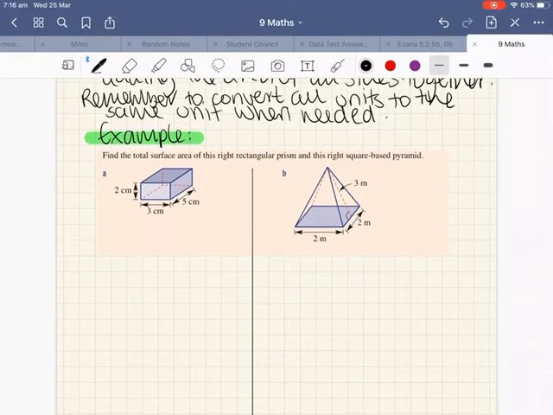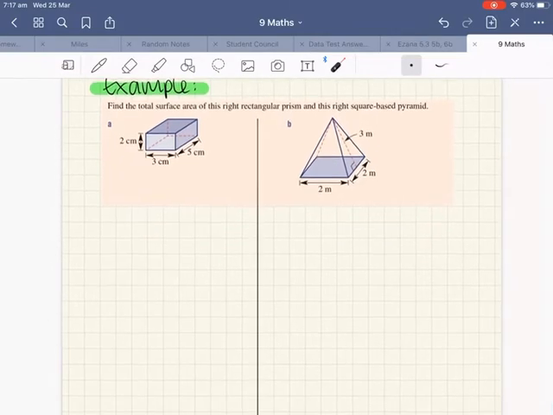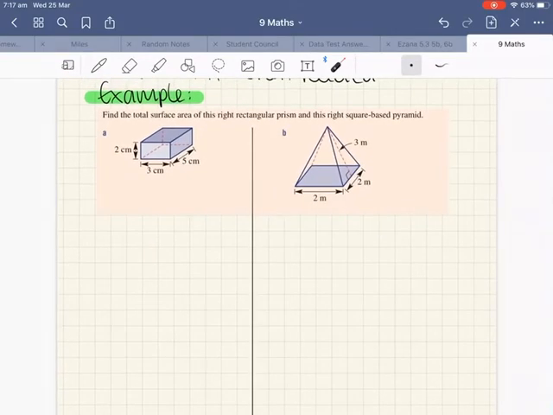So we have: find the total surface area of this rectangular prism here on the left. There's a few different ways that you can work this out. I'm going to show you the way that I do it. So here's how we start off. We always start off with writing total surface area, TSA, is equal to something.